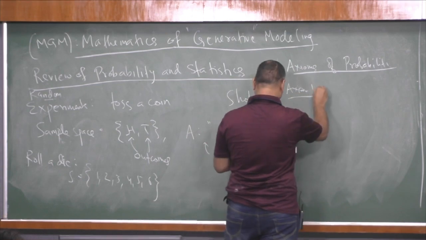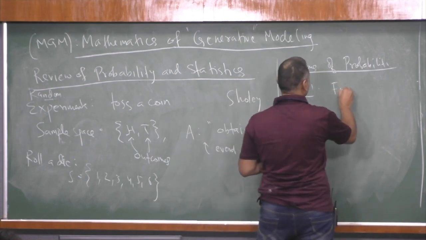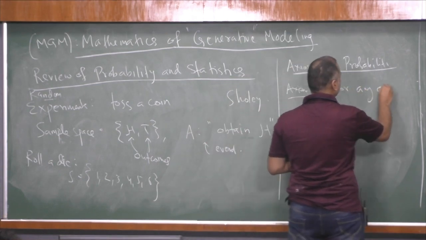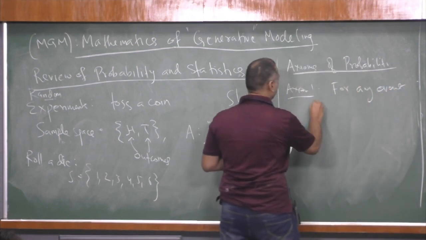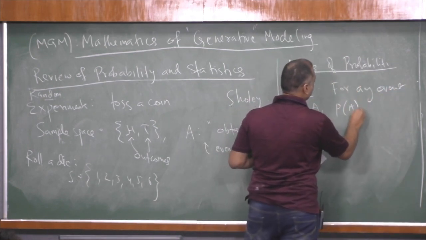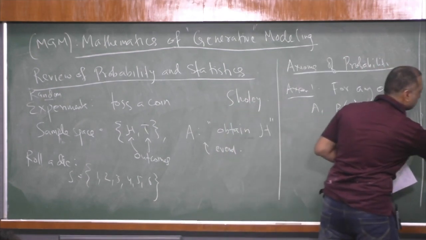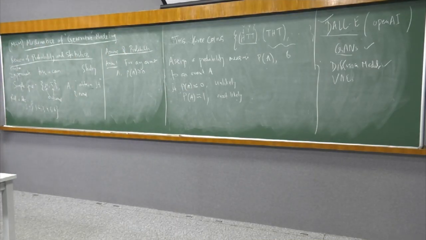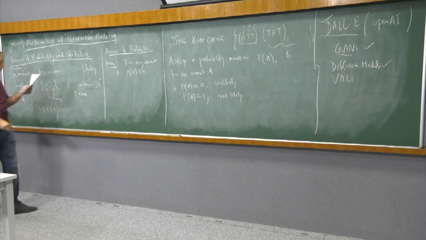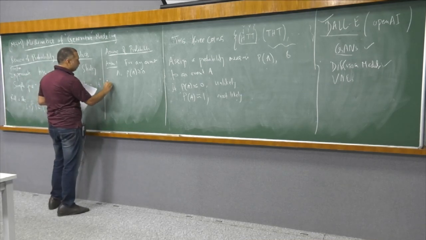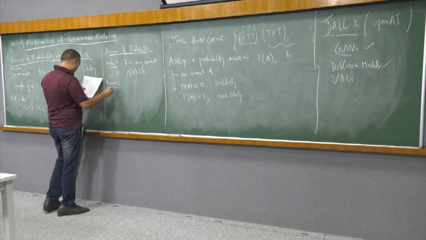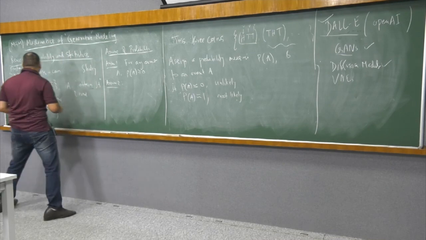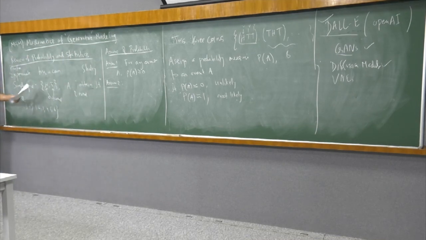Axiom 1 says for any event A, so what do we have? Like non-zero. As I said, I set it between 0 and 1, so obviously P(A) is greater than or equal to 0, so that's the lower bound. And axiom 2, all right, so axiom 2 is the sample space probability is 1.